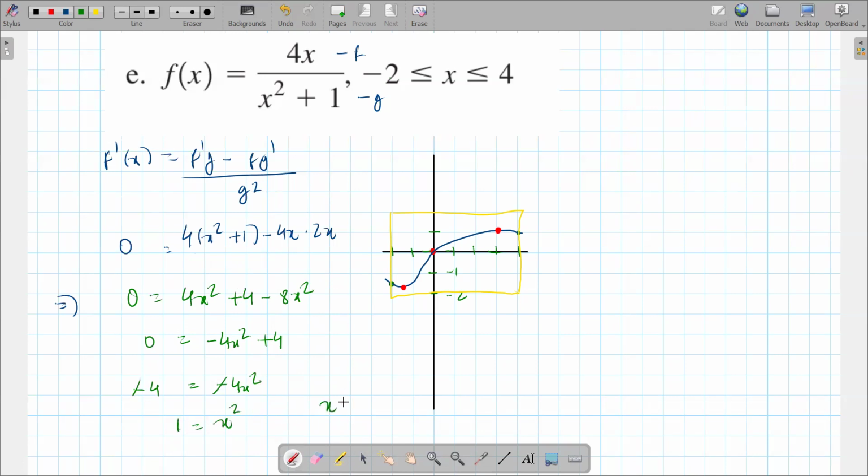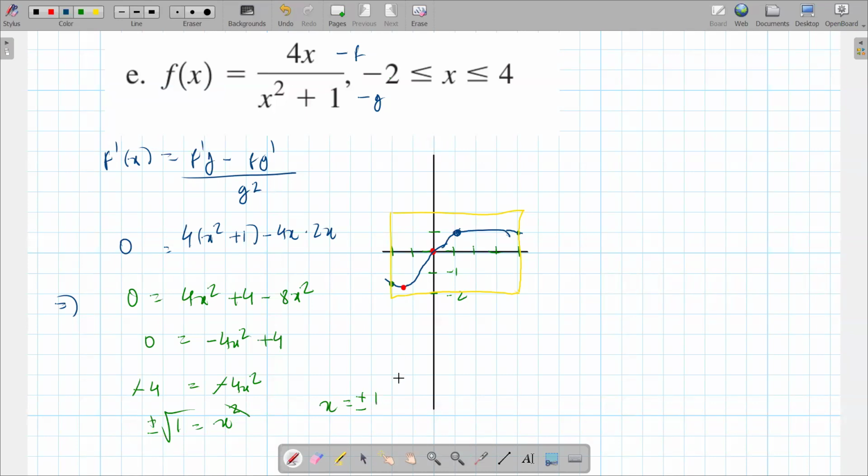If x squared is 1, what's the value of x? It's 1. There's 2. Remember plus or minus, at this level, the square root of anything is going to be plus or minus when you're solving an equation. x is going to be plus or minus 1. So now we've pinpointed where these extreme values are. At 1, there's a turning point, so right here, and at -1, there's a turning point.